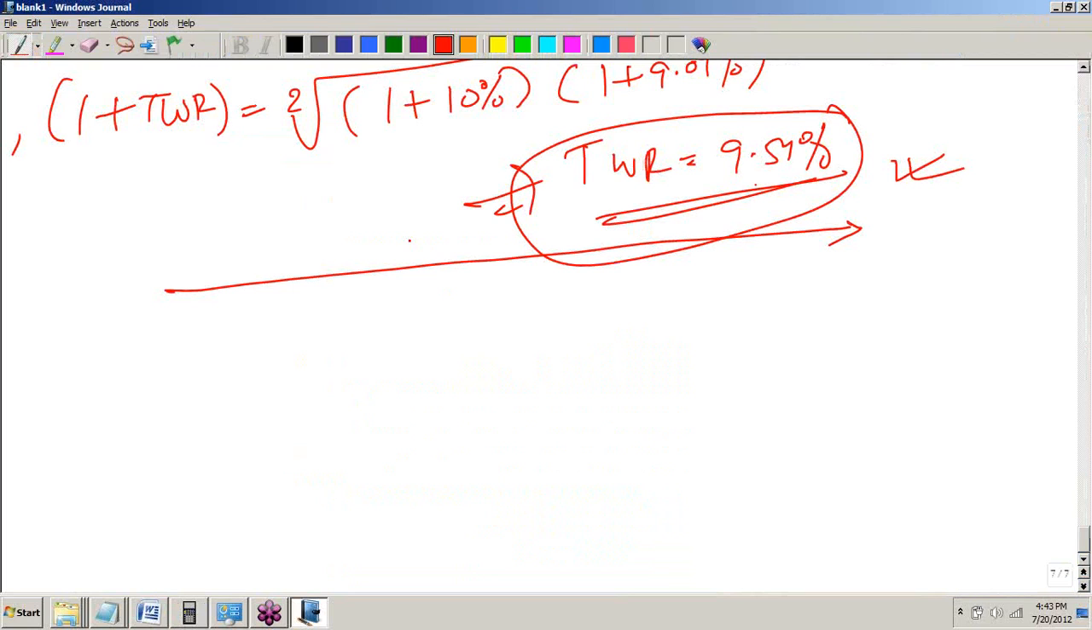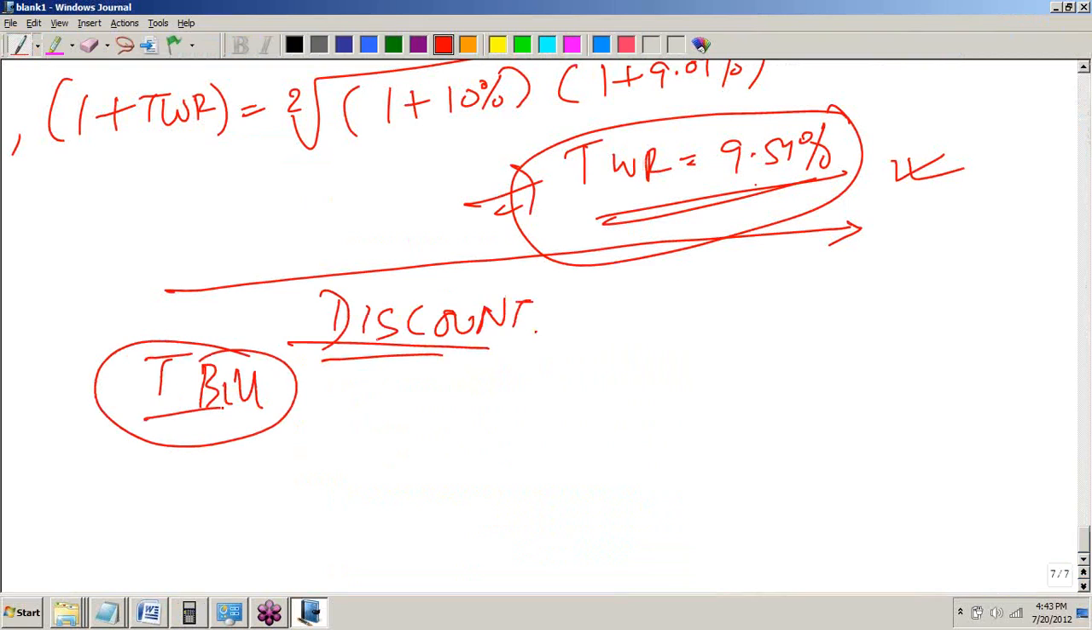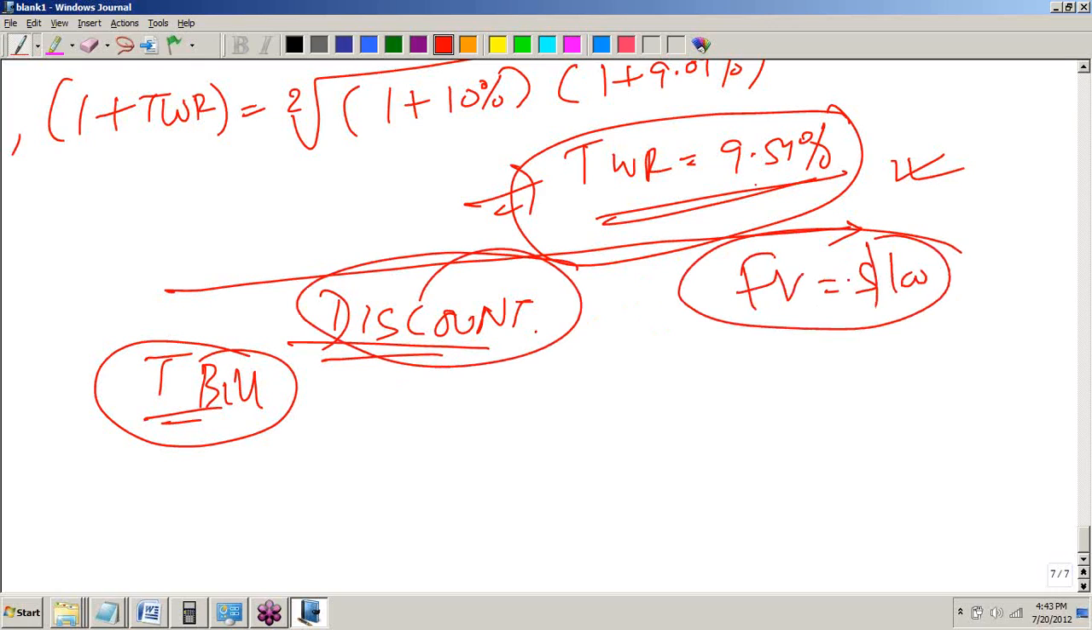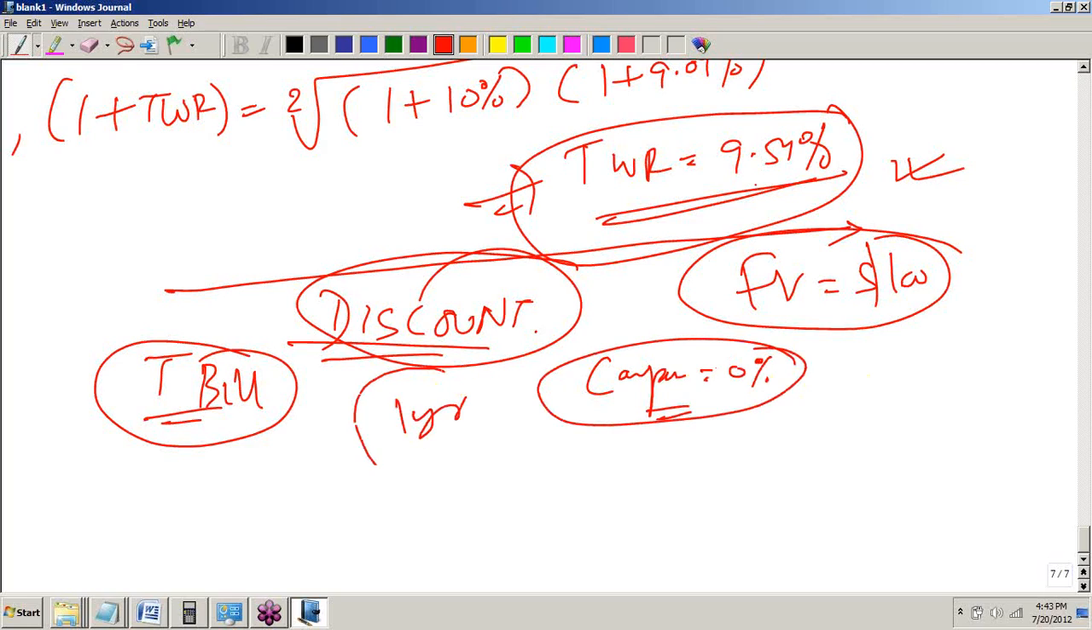Now what are the discounted instruments? In the US Treasury market, what is a discounted instrument? There is an instrument called a Treasury bill. It is trading at a discount. If you consider the face value to be $100, it's a discount instrument because it does not pay any coupon. Coupon is 0%. It has a maturity of less than a year.